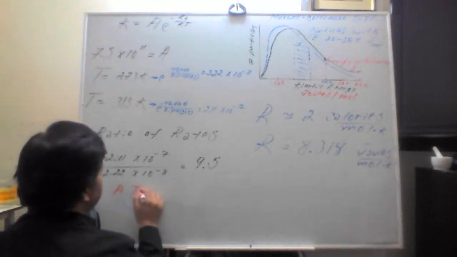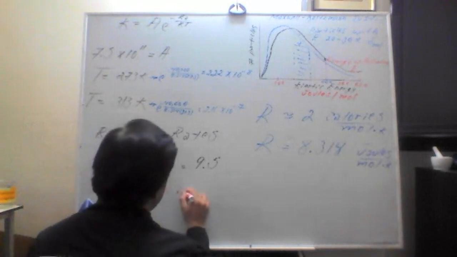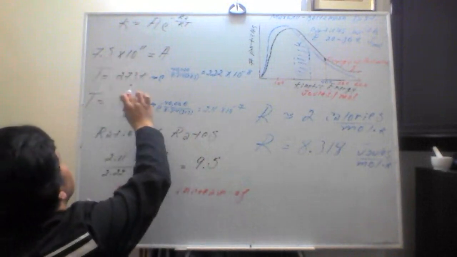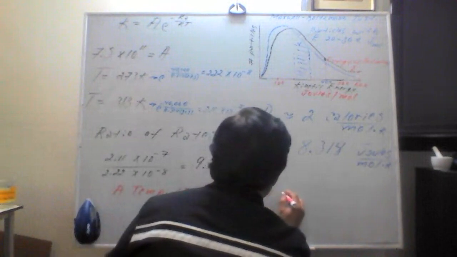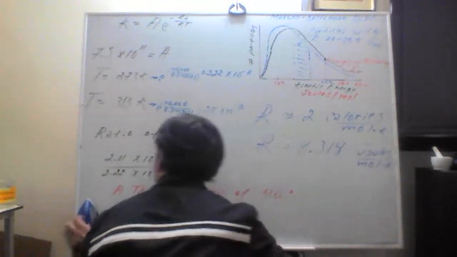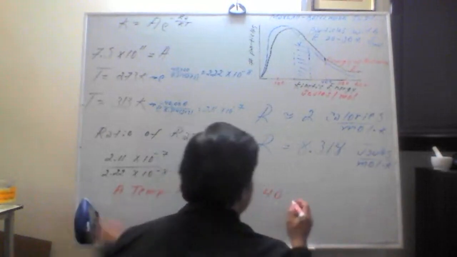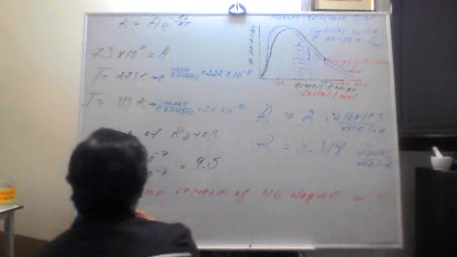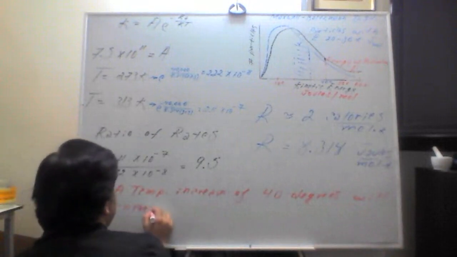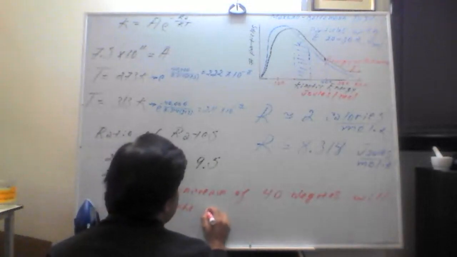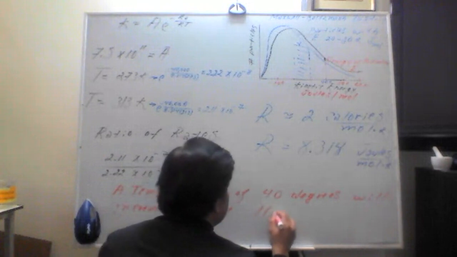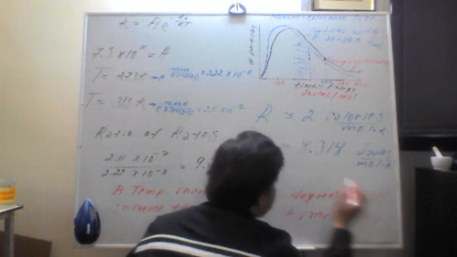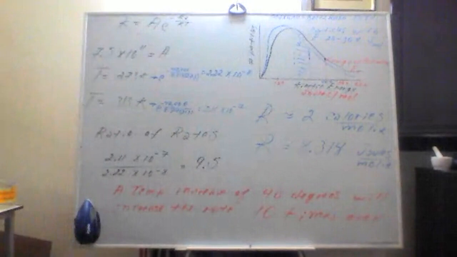A temperature increase of this one from that to that, that would be 40 degrees. We just call them degrees. We don't have to specify what they are. It will increase the rate 10 times over.